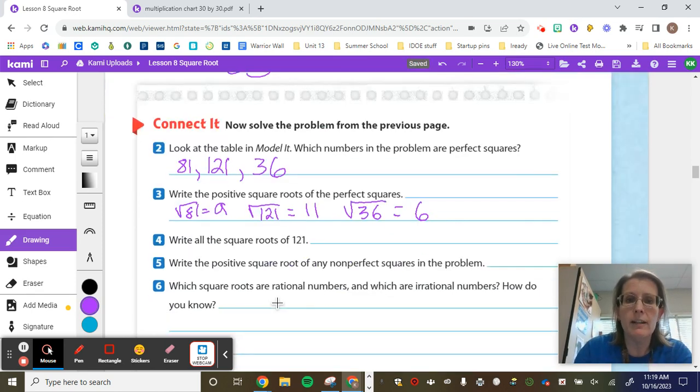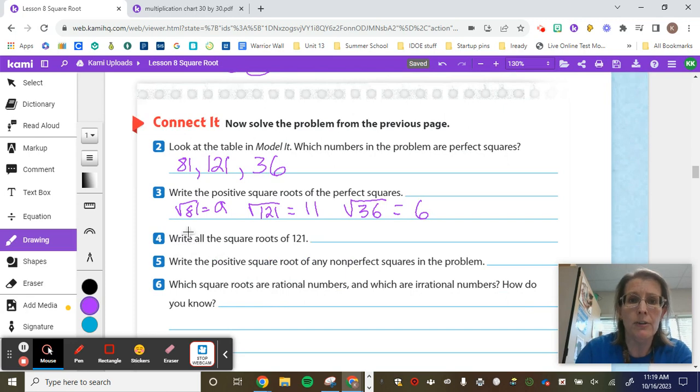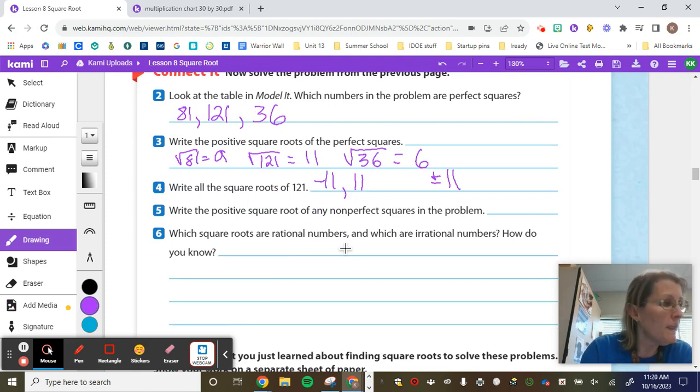Now question 4 is a little bit confusing because it says write all the square roots of 121. So the difference between 3 and 4 is the word positive. 3 wanted just the positive square roots. So the other square root is also negative 11. So the square roots of 121 are negative 11 and 11. In the future, you might even see that written down as plus or minus 11. That means it could be a positive 11 or a negative 11. So question 5 then says, write the positive square root of the non-perfect squares. The non-perfect square was 48, so that would be the square root of 48.